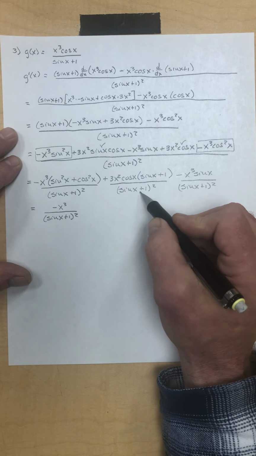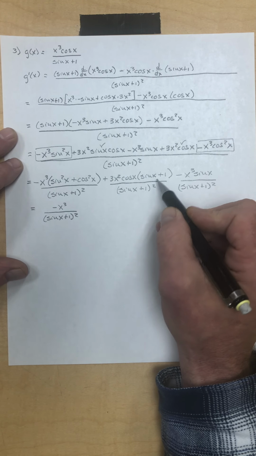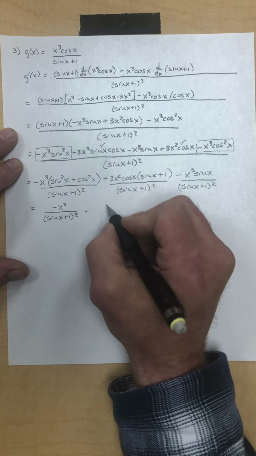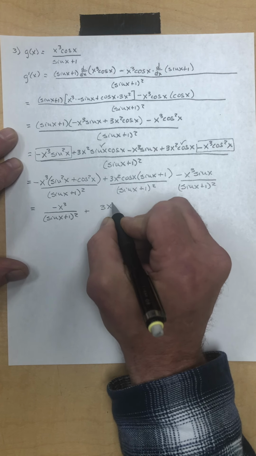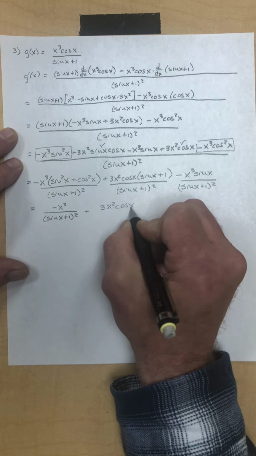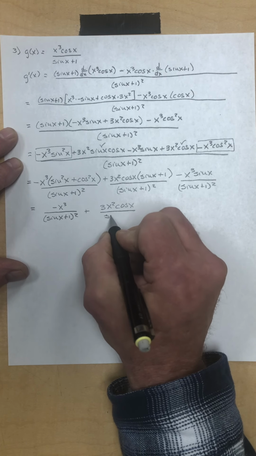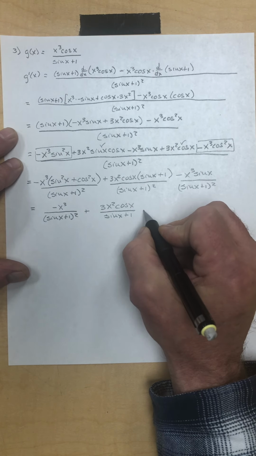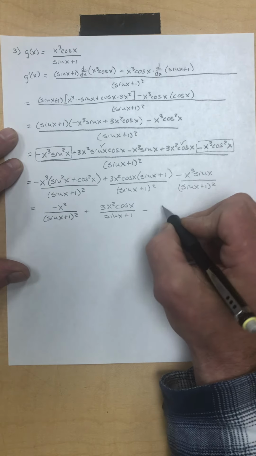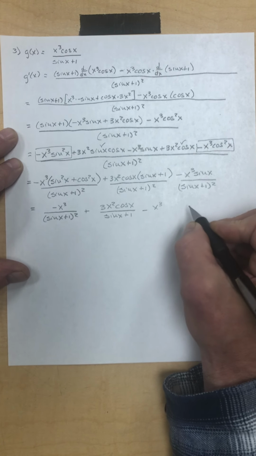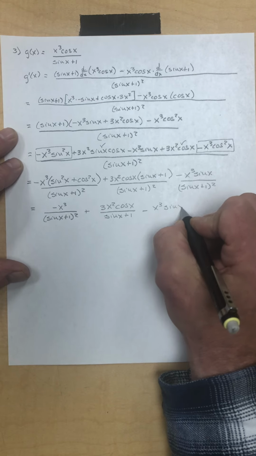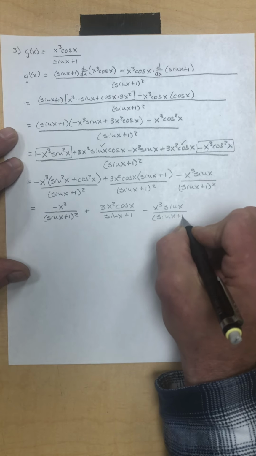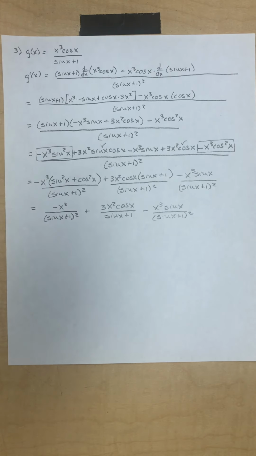Here I can cancel off a sine of x plus 1 and a sine of x plus 1 right here. So I get 3x squared cosine of x over sine of x plus 1, like that. And then here I get a minus x cubed sine of x all over sine of x plus 1 squared. Okay, so far so good.